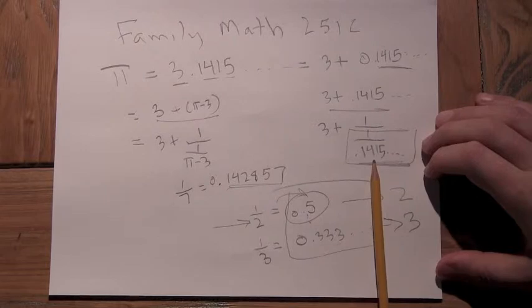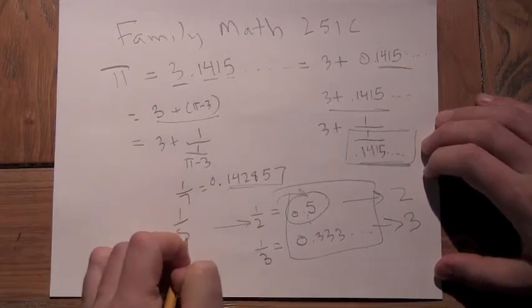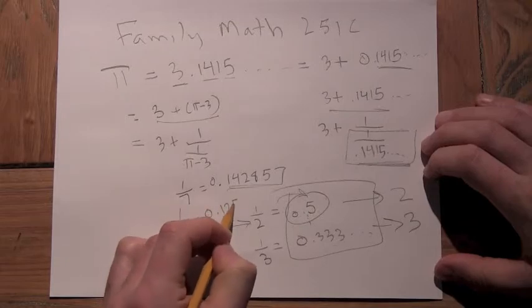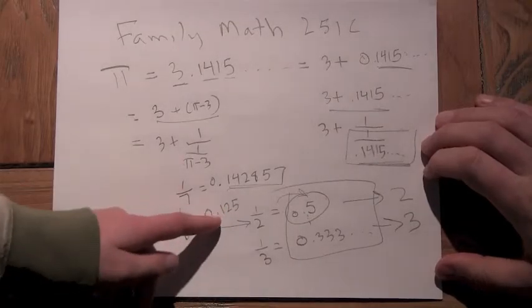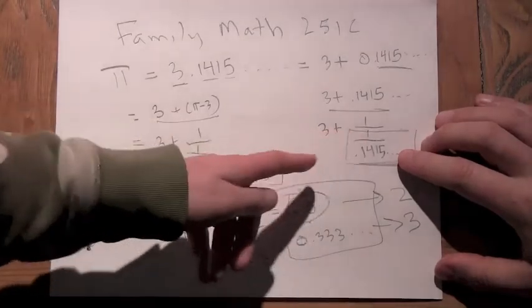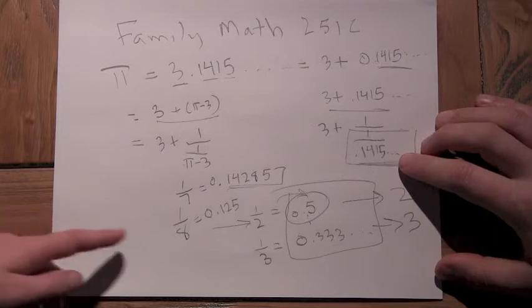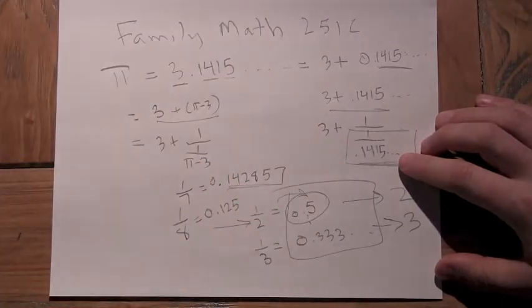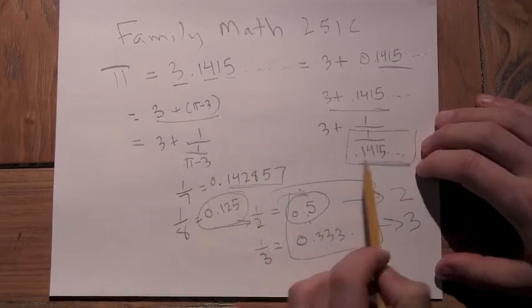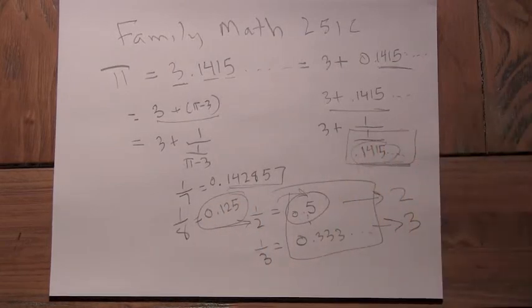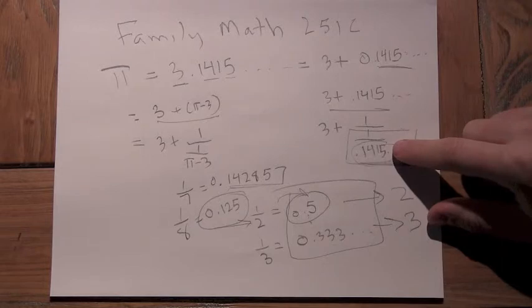Now, is it going to be bigger than 8? How are we going to figure that out? Well, 1/8 is 0.125. That's smaller than 0.1415. Oh no, it's smaller. This is smaller than 0.1415, so it's not going to be bigger than 8. Okay, so we don't know what this reciprocal is, but we know it's trapped in between 7 and 8.